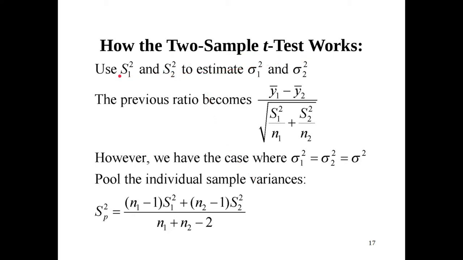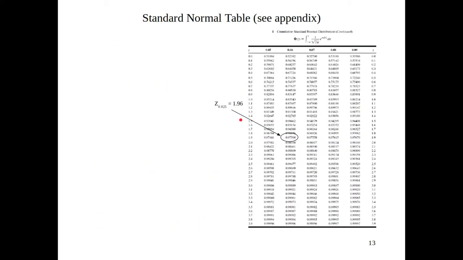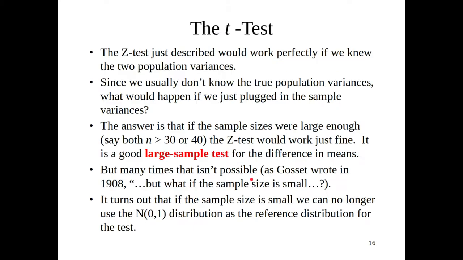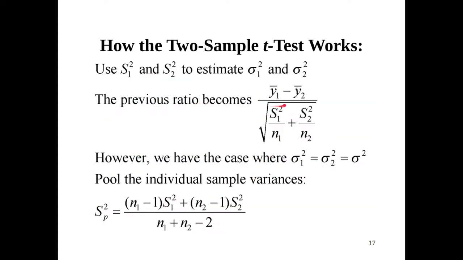Let's see. We take the sample variances s1 square and s2 square for the two samples to estimate the population variances sigma 1 square and sigma 2 square. In the previous ratio, the z0 ratio, y1 bar minus y2 bar divided by the square root of sigma 1 square over n1 plus sigma 2 square over n2, sigma 1 square will be replaced by s1 square and sigma 2 square by s2 square. So that ratio becomes y1 bar minus y2 bar divided by the square root of s1 square divided by n1 plus s2 square divided by n2.